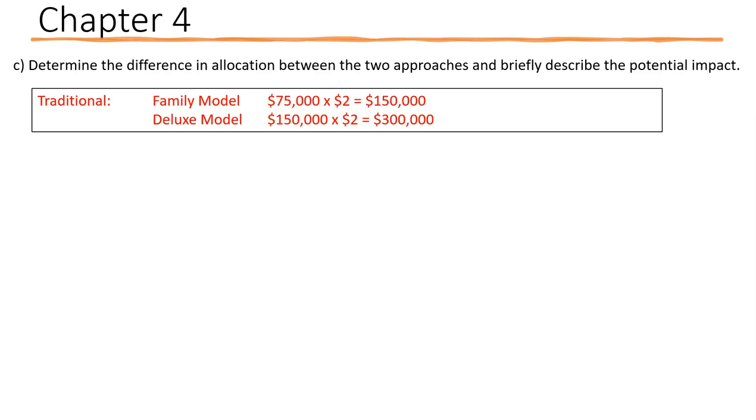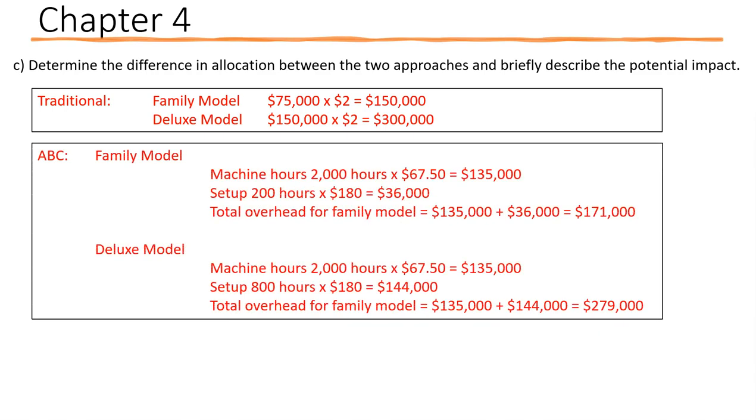When we do the ABC method, similar again, we're going to take the rates we developed in the previous slide, the $67.50 for machine hours and the $180 an hour for setup, and apply it to the usage for the two models. So the family model used 2,000 hours of machine time at $67.50, and they had 200 hours of setup at $180 per hour. The deluxe model had, again, 2,000 hours of machine time, 800 hours of setup. So they're going to get a little bit more because of the setup.